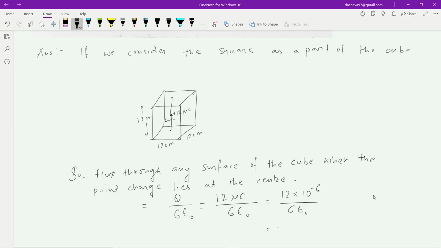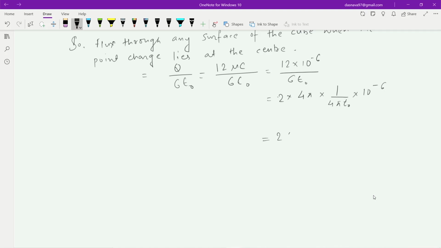What will we do? 12 by 6 equals 2, 4 pi into 1 by 4 pi epsilon naught into 10 to the power minus 6 equals 2 into 4 pi into 9 into 10 to the power 9 into 10 to the power minus 6. This is all about calculation. So the answer is 226.08.